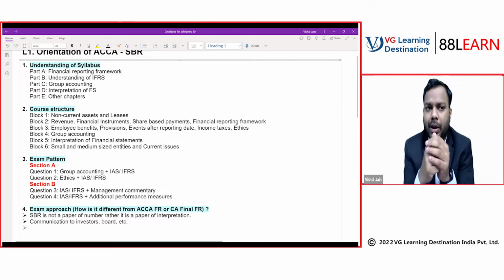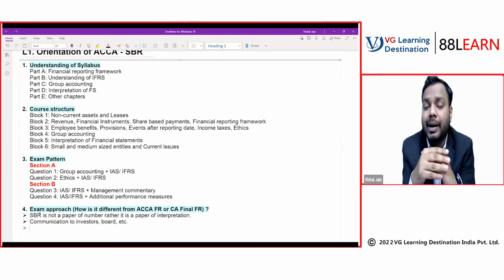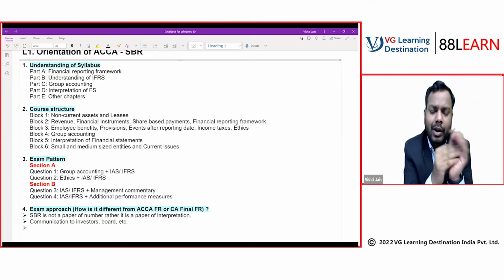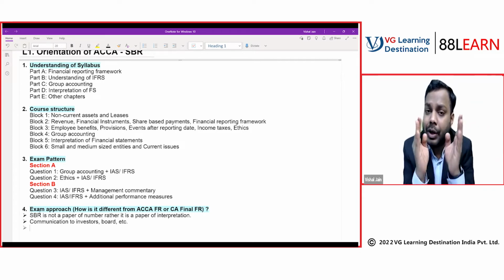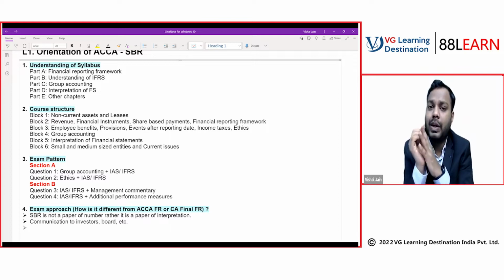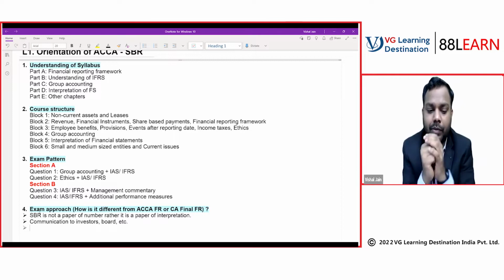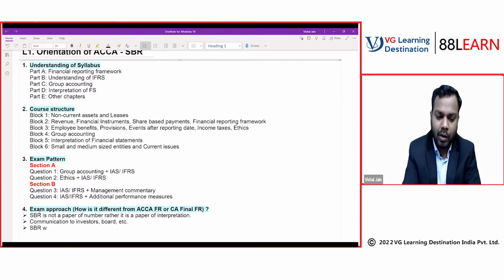Now, when a question used to come in CA financial reporting or ACCA financial reporting, it used to focus on only one standard. Let's suppose there is a question in ACCA skill level on IFRS 15. It will talk only about IFRS 15. CA Final will talk only about Ind AS 115. But SBR is not the same. In one question, it will focus on 2 to 3 standards.